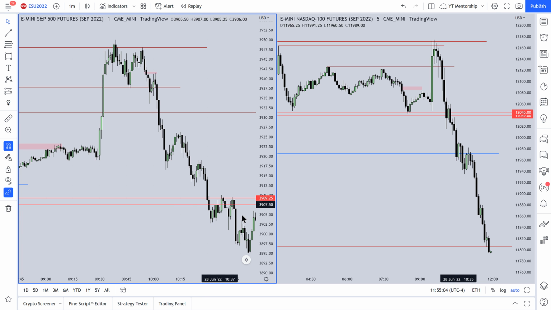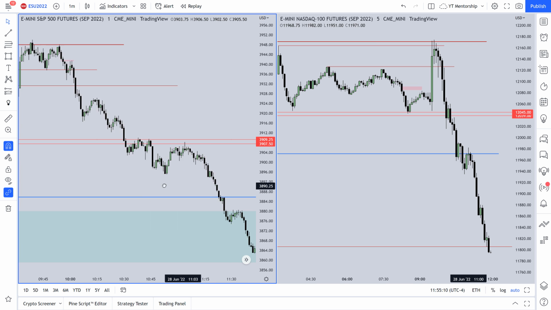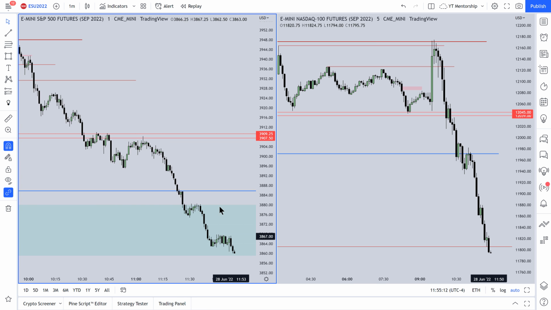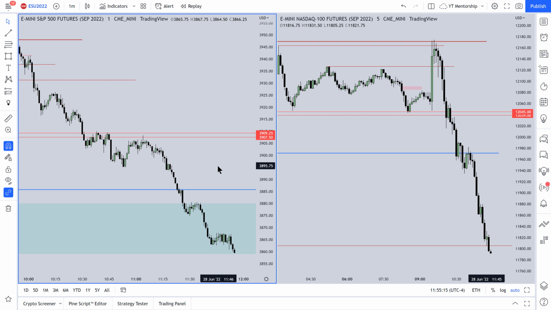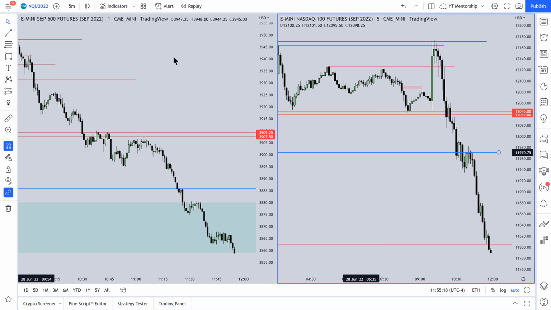Sells off, accumulates some more shorts, rebalances, and delivers down into the fair value gap I mentioned at the beginning of the video. NASDAQ, same thing.